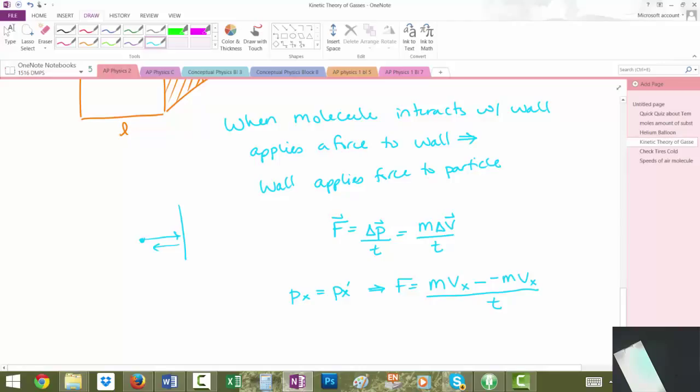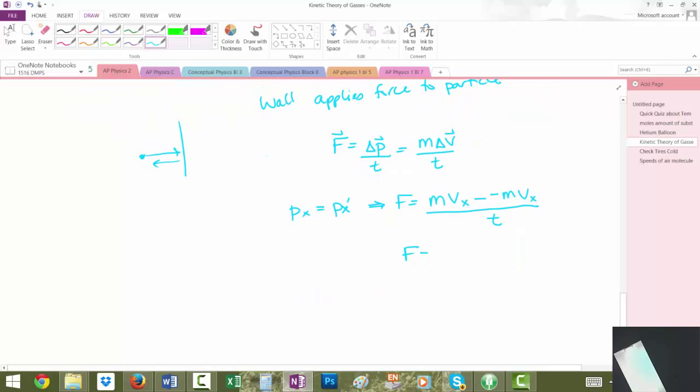So the force is equal to m Vx minus a negative, which is the same as plus, right? It's plus, divided by t, which is interesting. That means that we've got a force that's equal to 2m Vx over t. That's one collision, yeah?